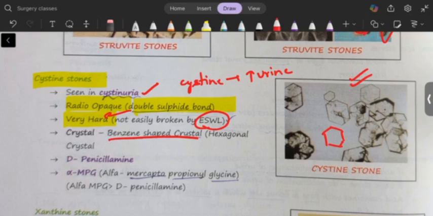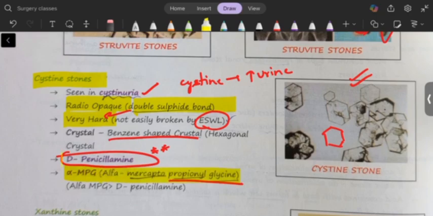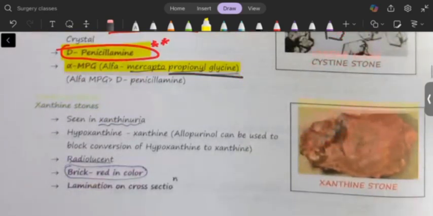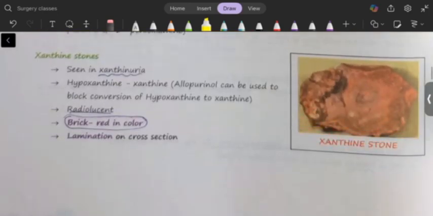Okay, yeah, these can also be seen in case of... D-penicillamine is used as treatment, and then alpha mercapto propionyl glycine can also be used. Okay, alpha mercapto propionyl glycine is more commonly used than D-penicillamine for the treatment. Okay, next coming to other type of stone, that is xanthine stones.